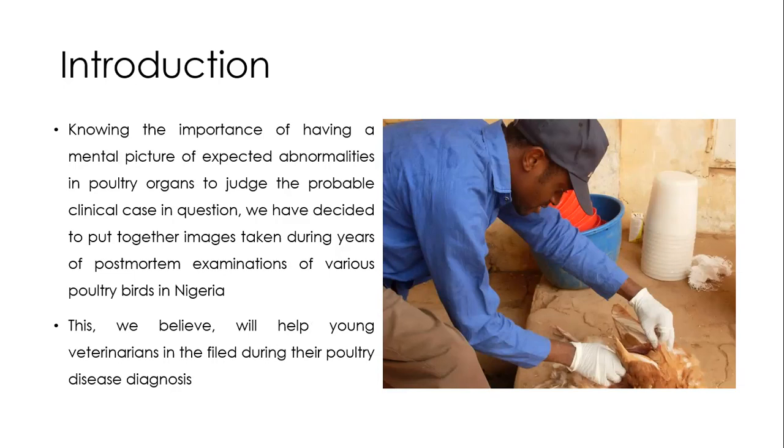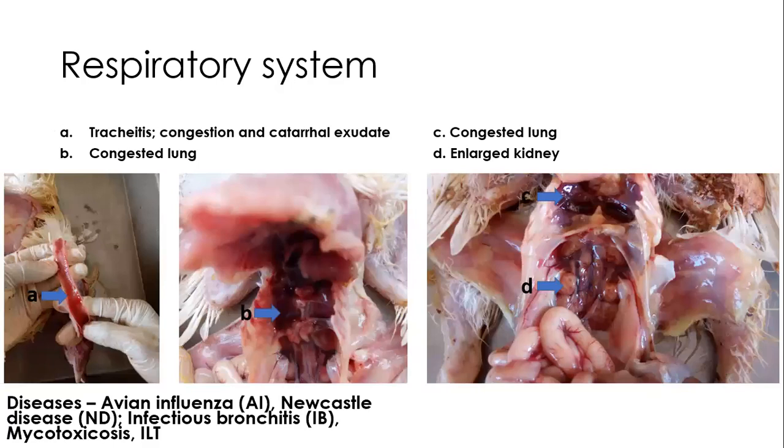As you can see, the image you are seeing there was actually from Sokoto. So you can tell the extent to which we'll be able to gather information for you. So we believe that this will help the young veterinarian to have a very good image in their brain while they are in the field doing poultry diagnosis. So we will start with the respiratory system.